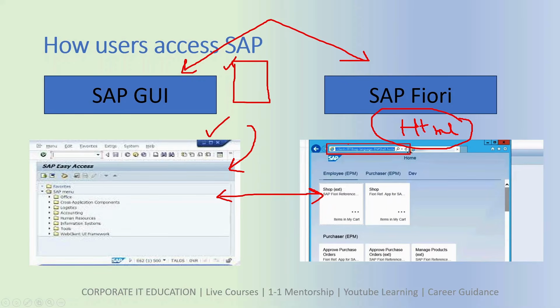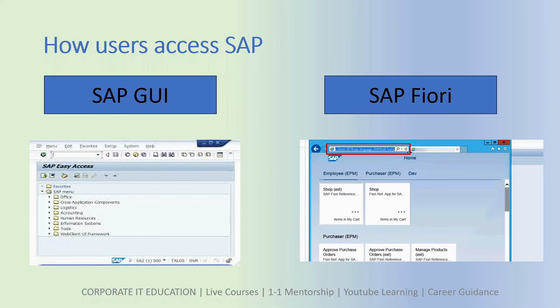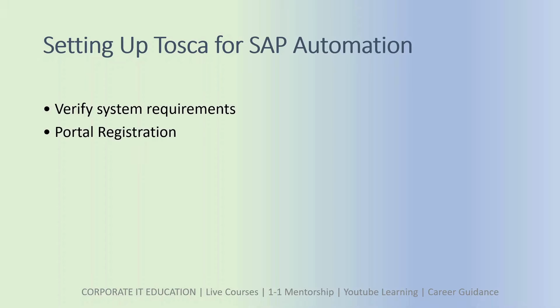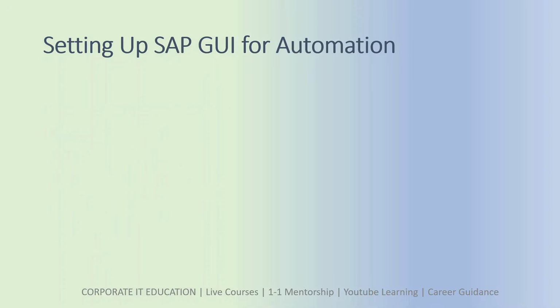Now, in the next video, I'm going to talk about how we are going to set up Tosca for SAP automation in terms of requesting the license and setting up the workspace. So if you're already aware of this, you can skip the next video and jump to the video in which we are going to talk about the SAP GUI setup for getting started with our automation.